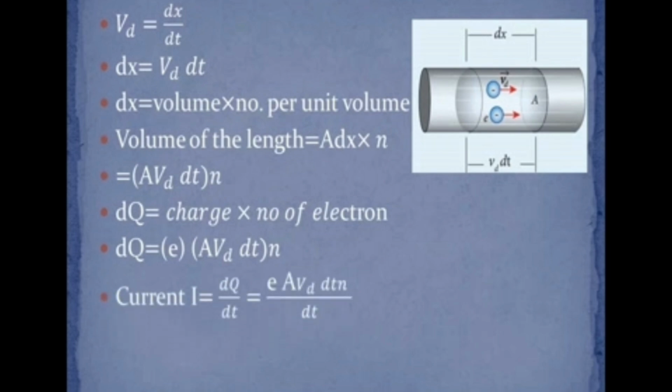Next one, current. Current equals, we know the formula, dq by dt. It's a very important formula. I equals dq by dt. We know the value of dq, so e A vd dt into n, that is the dq value, divided by dt. Here dt cancels out. So the remaining value I equals n e A vd is the flow of current I. So in the microscopic model, if you take a conductor, the flow of current I equals e A vd into n is the total current flowing in the conductor.